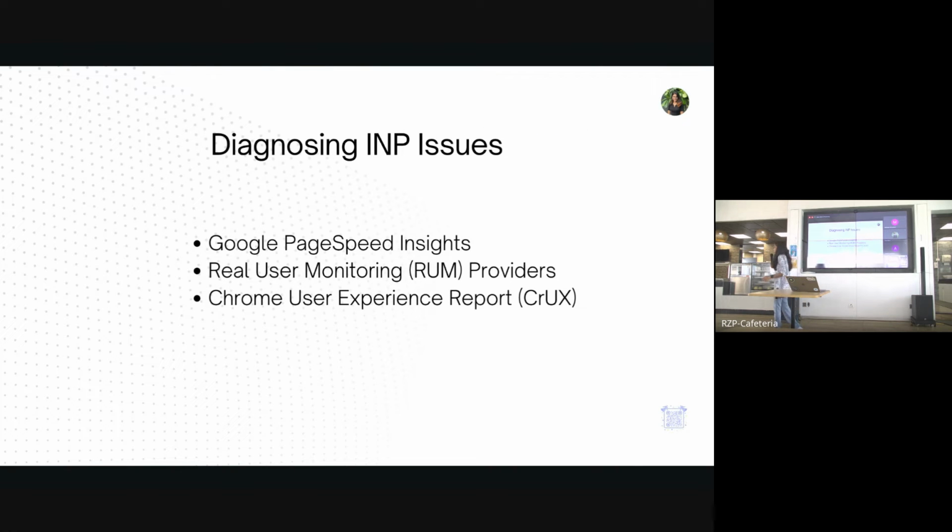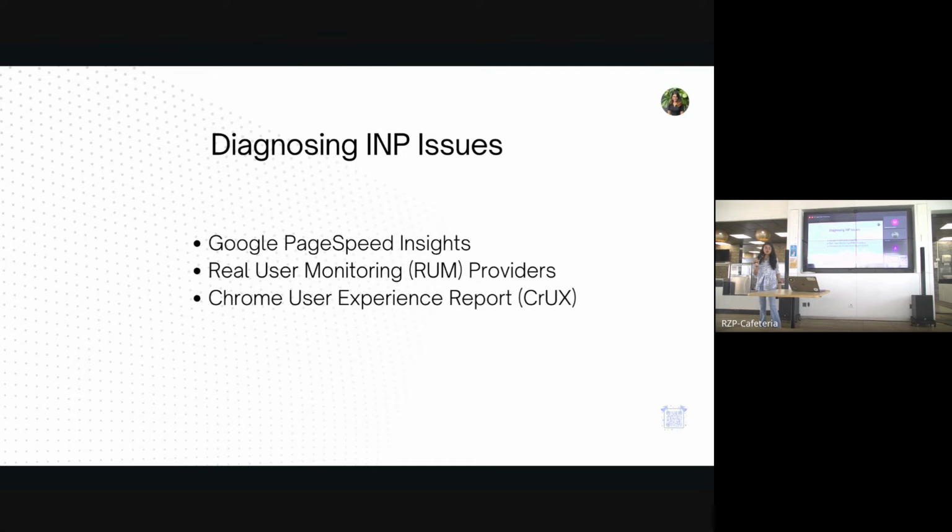Now, we understand what INP is and what the interactions are, but how do we find out where the problem is? I know what the problems are. There could be a problem with the input delay, with the processing time, or with the next set of tasks in an interaction. But how do we find that?